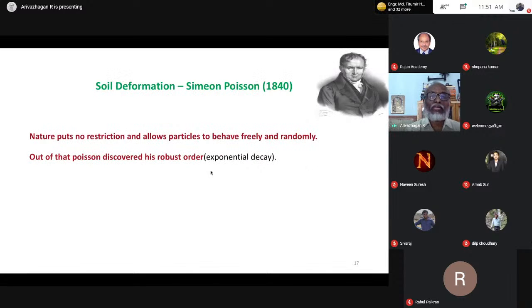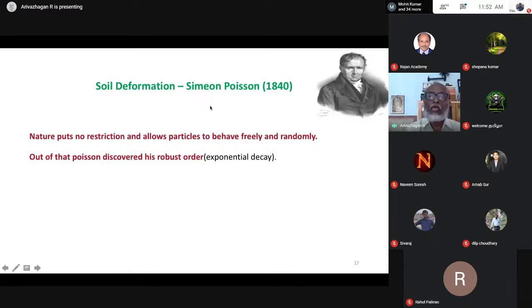The next one, soil deformation. I'm going to check whether soil deformation follows the Poisson process. Before that, you must know what the Poisson process is, what its significance is, and how we can relate the Poisson process with soil deformation. That is very important here.